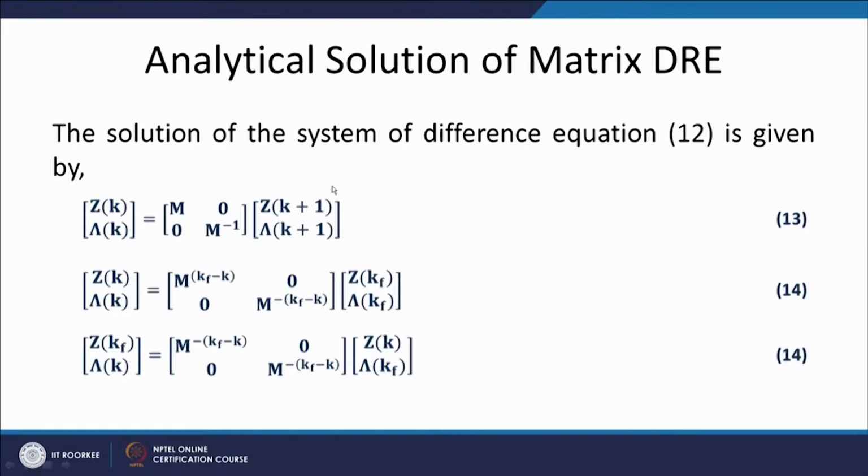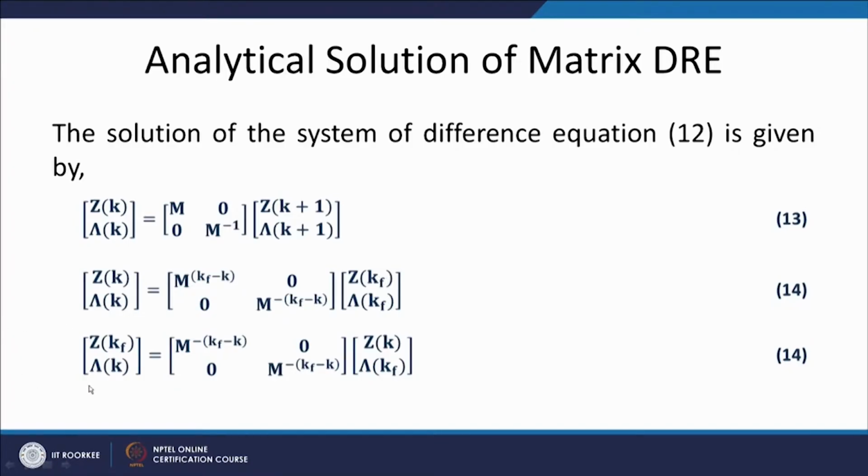So, it is a set of difference equations where [z_k; del_k] combinedly is a vector of 2n elements, n for z and n for del, [M, 0; 0, M inverse] is a 2n by 2n matrix, and [z_{k+1}; del_{k+1}] is again a vector of 2n cross 1. So, these are my difference equations, which can be solved utilizing the endpoint condition. If I solve this, my solution of the equation will be [z_k; del_k] equal to [M to the power kf minus k, 0; 0, M to the power minus (kf minus k)] [z_kf; del_kf].